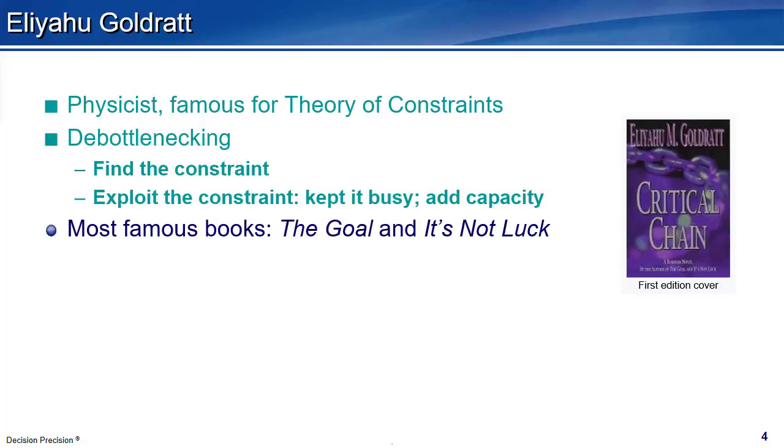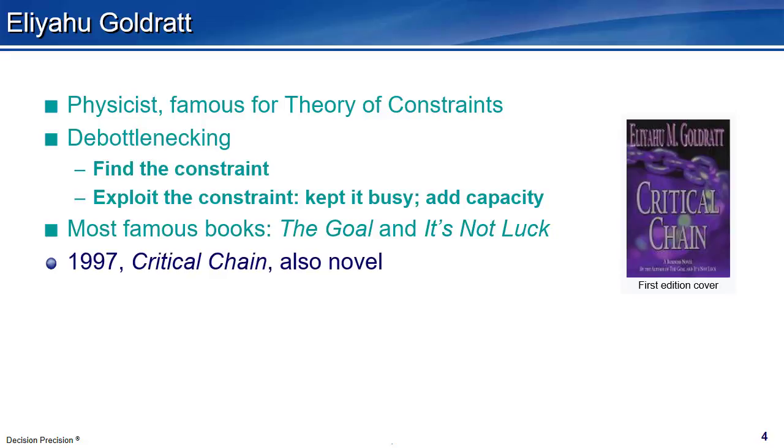Goldratt's books have sold over 4 million copies, translated into 23 languages. The first edition of Critical Chain was published in 1997. This might be the most important book ever published about project management. It is an engaging novel and easy read. I recommend this book to everyone in project management.